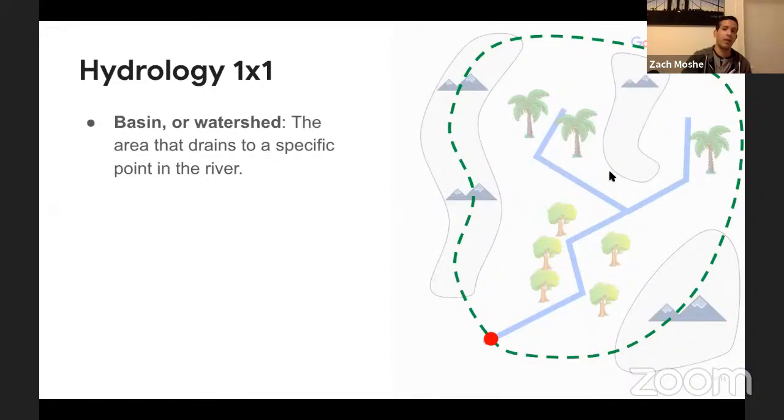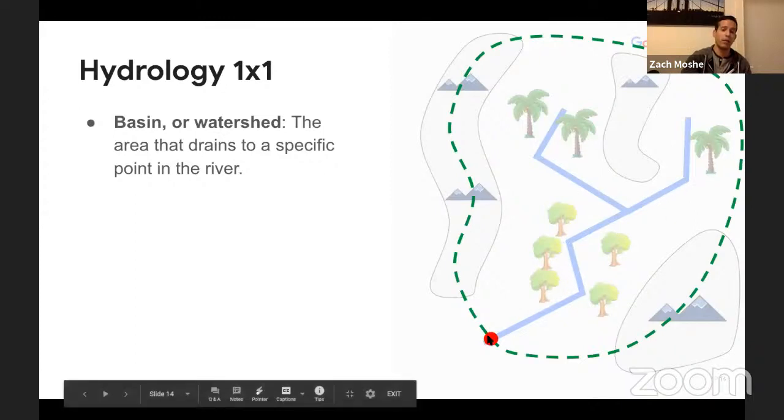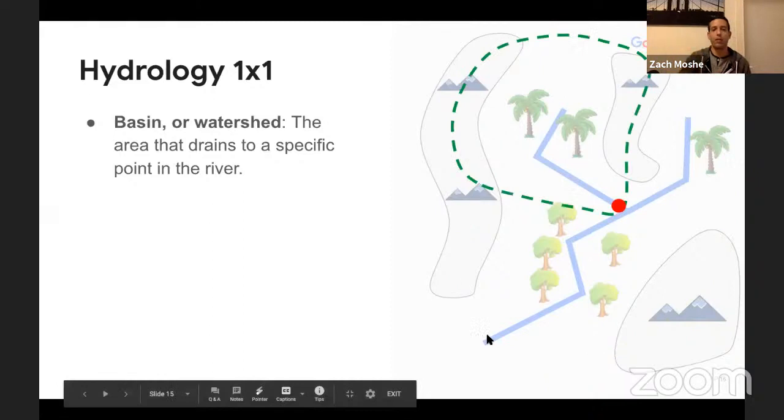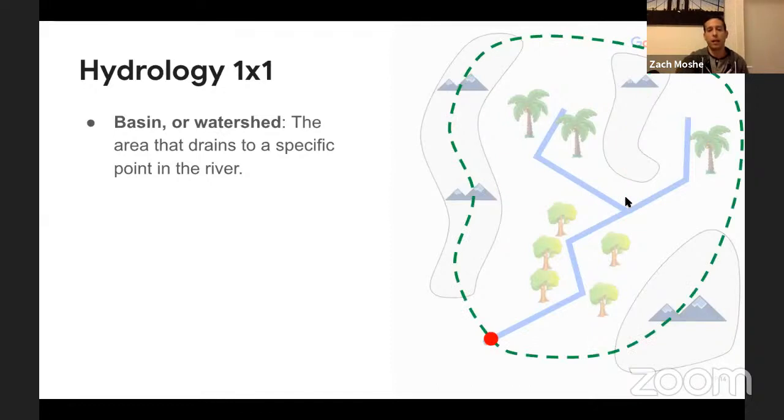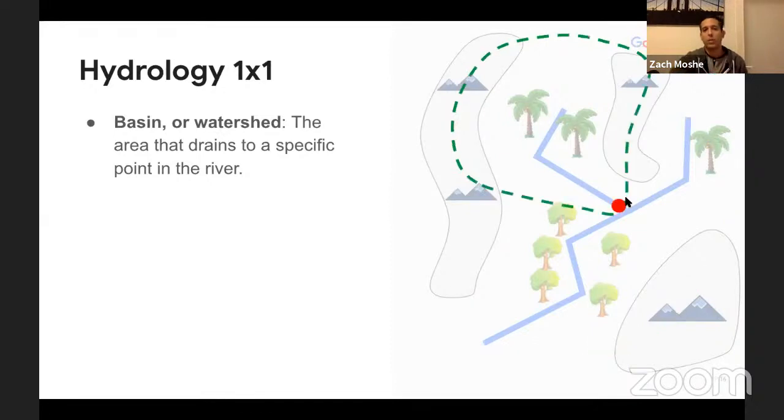And the same would happen here. Some rain will flow here, some rain will flow here, but eventually they will all merge together and get to the red point. So that's the watershed of the red point. And now what we see, like here we saw the large watershed, and now we can define a watershed for every point in the river, actually for every point in general.